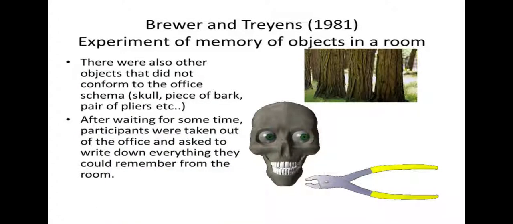But it also had objects that didn't conform to the office. So it had a skull, a pair of pliers, and a piece of tree bark. And after waiting for some time, the participants were taken out of the office and they were asked to write down everything they could accurately recall from the room. So it's very straightforward, very simple.